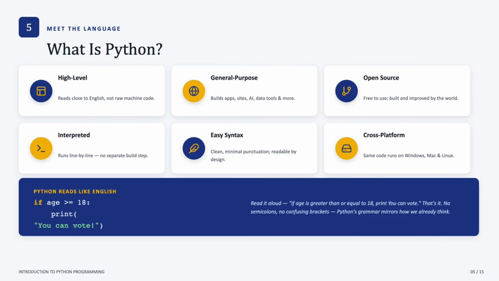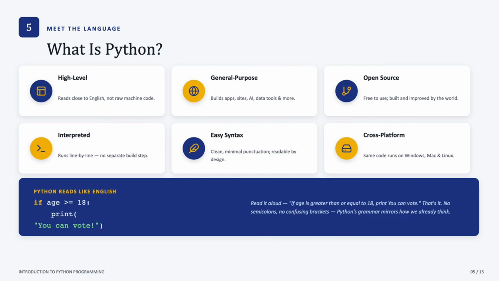Imagine writing a simple calculator using only zeros and ones. It would be almost impossible for humans. That's why programming languages were invented. Programming languages act as translators. They allow humans to write instructions in an easier language. Then the language converts those instructions into machine language that computers understand.